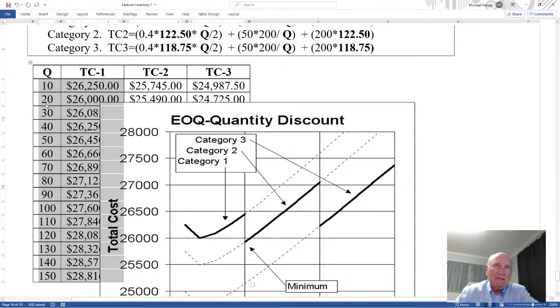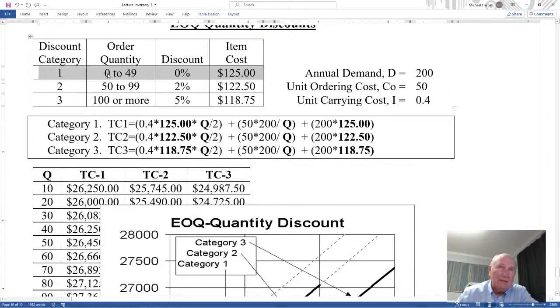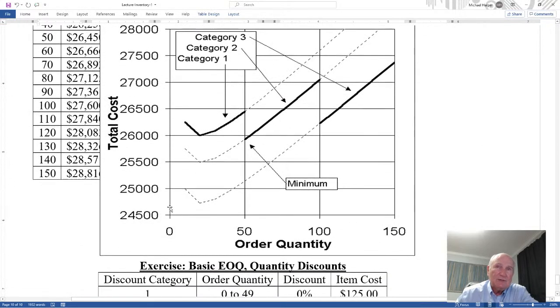So I'm making Q from 10 to 150. I'm plotting it. And this TC1, there's my category 1. See this line right here? That line there is my total cost function right there. But category 1 is only applied from 0 to 49. So 0 to 49 here, that's the bold, that's the dark. It only is operative right there.